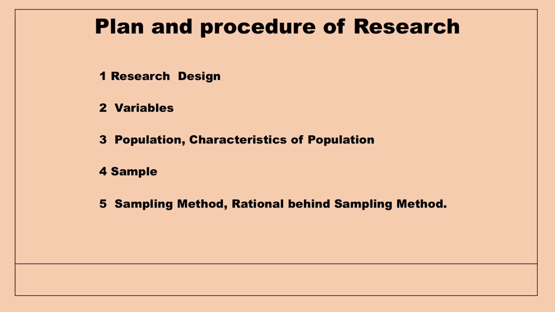Then next, population. Population means the whole set of elements which belong to your research, to your study. Then sample. Sample means elements selected from the population. There are basically two sampling methods, probability and non-probability. You have to select the proper one, which is related to your study. That means population, then sample, then sampling method, then the rationale behind the sampling method. Why are you using such a sampling method? You have to mention it there.